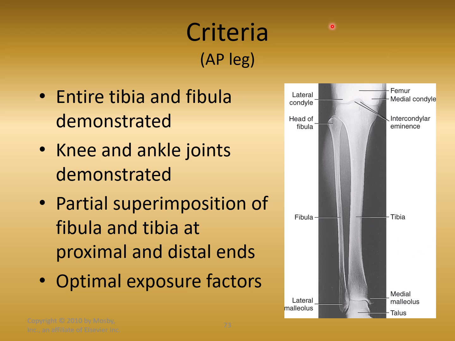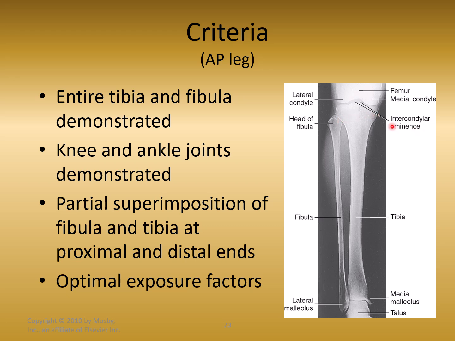Okay, so this is our AP tib fib image. In this one, we are going to describe an AP position with no rotation by stating that there is partial superimposition at the distal tibiofibular joint, and partial superimposition at the proximal, because those joints articulate. So there is going to be a bit of superimposition there at the joint space.